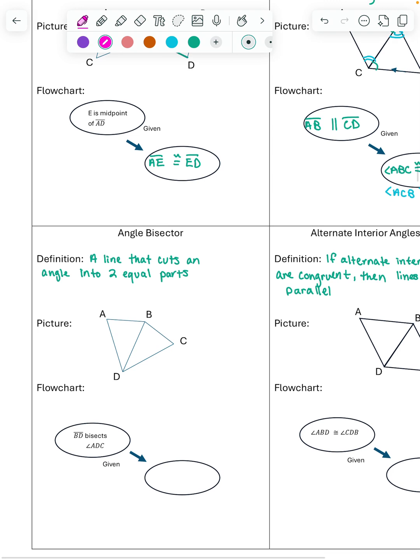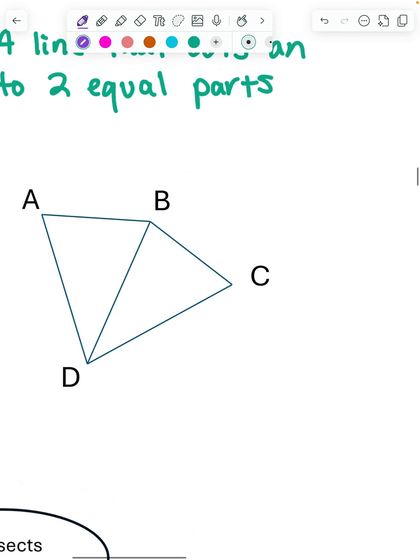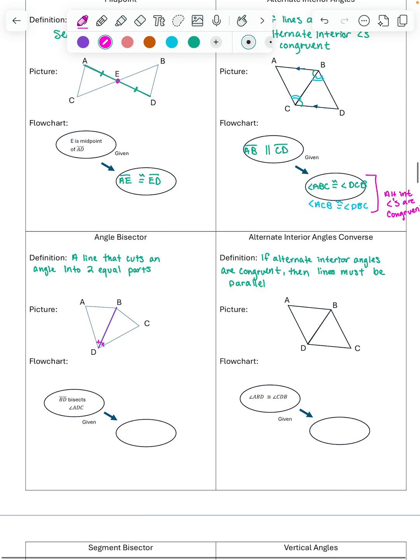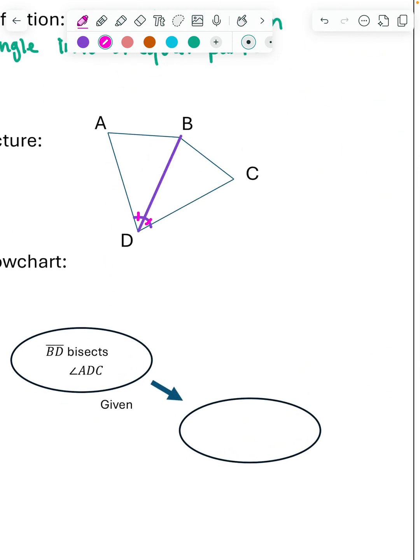Moving on to angle bisector. This is a line that cuts an angle into 2 equal parts. So in this picture, we have angle D, and segment DB is an angle bisector, and so it is cutting this angle D into 2 equal parts. So BD bisects angle ADC.